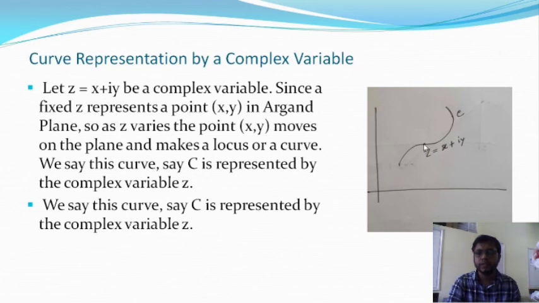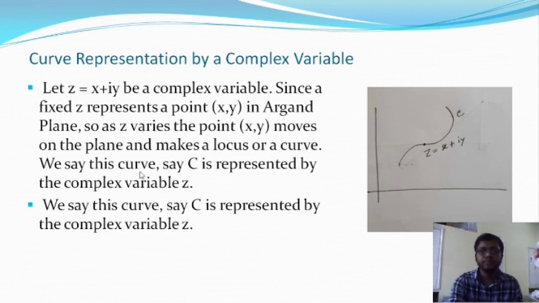So this point is a variable point. If we take x is equal to 1 and y is equal to 1, then this point is on the Argand plane in the first quadrant. If we take x is equal to 2 and y is equal to 2, this point is different from the first one. So if the point z varies, then it makes a locus or a curve, and we say this curve, say C, is represented in the complex plane. So we say this curve C is represented by the complex variable z.